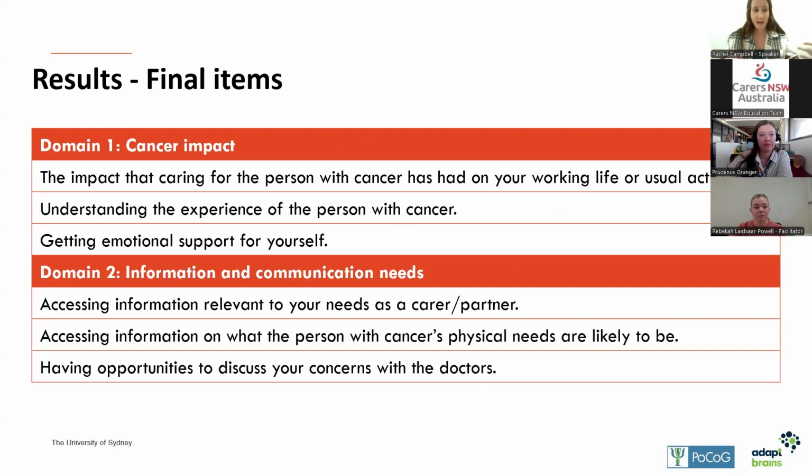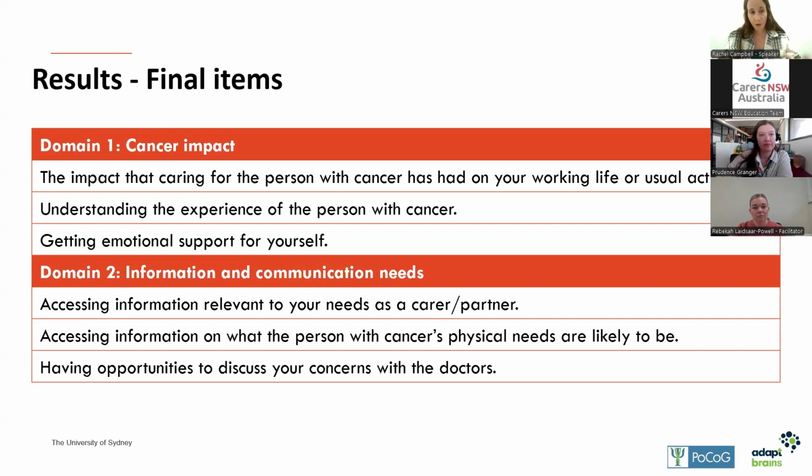These are the 6 items that we ultimately ended up including in our screening tool. As you can see, it contains three items that focus on unmet supportive care needs in terms of the impact of caring for someone with cancer on the carer. It also includes three items which assess unmet information and communication needs.